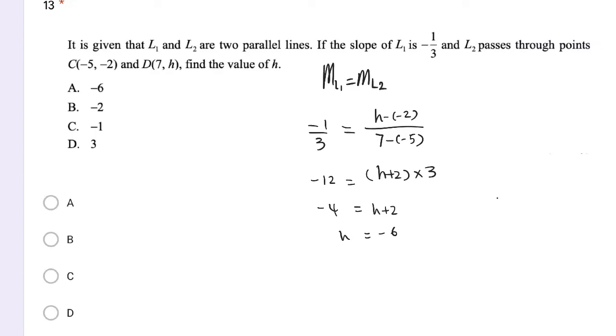For this question, you are going to use this property, which is they are parallel. That is why the slope should be the same. And this one is given. That is why you have -1/3 equal to this one. And then you solve the equation, and at the end you have x equals -6.